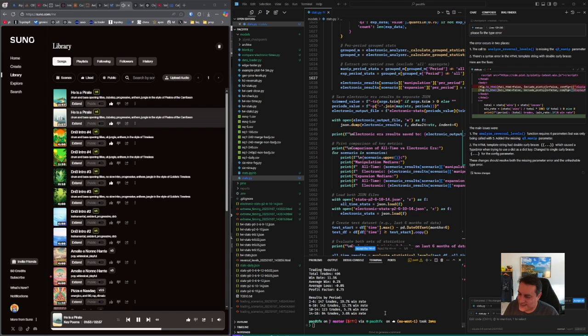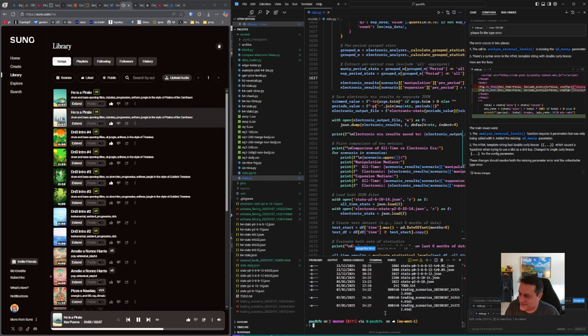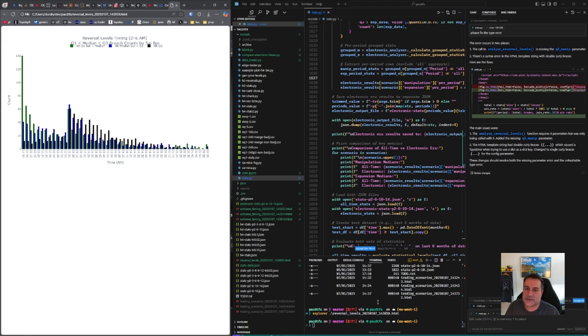Did it generate it? Reversal levels. Why doesn't it show in here? I don't know what's happening. Ah, here, it's here. Okay, okay.